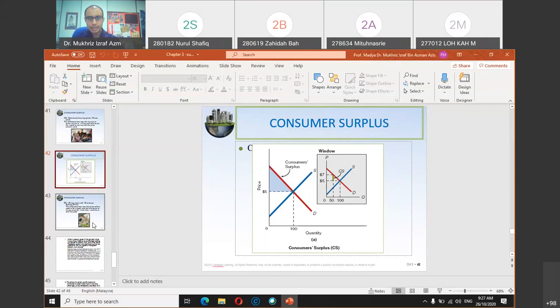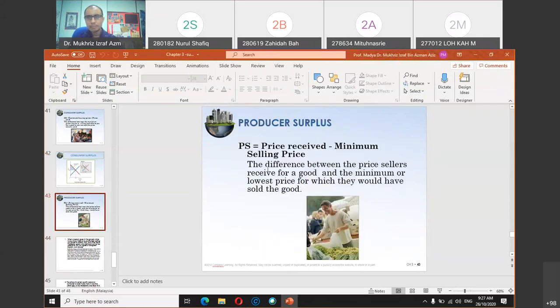The same thing as producer surplus: the difference between the price the seller receives and the minimum or lowest price that they would have sold the good. Meaning, if you are a seller, for example, and let's say you sell nasi lemak for 3 ringgit per packet. If you go to a night market or pasar malam, usually you will sell your nasi lemak at 3 ringgit per packet. But let's say there are not many customers on that day because of rain, for example, or because of COVID, not many people go out to the night market, and before you close your stall, you want to finish off all of your nasi lemak.